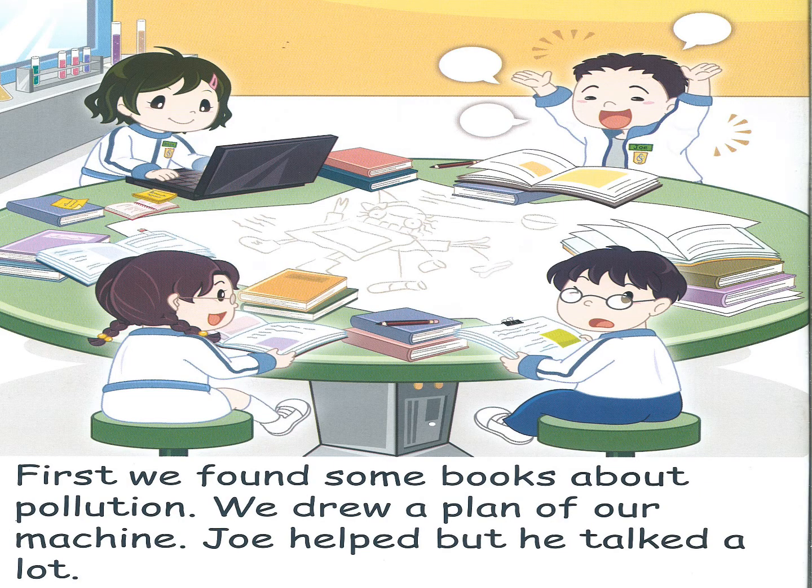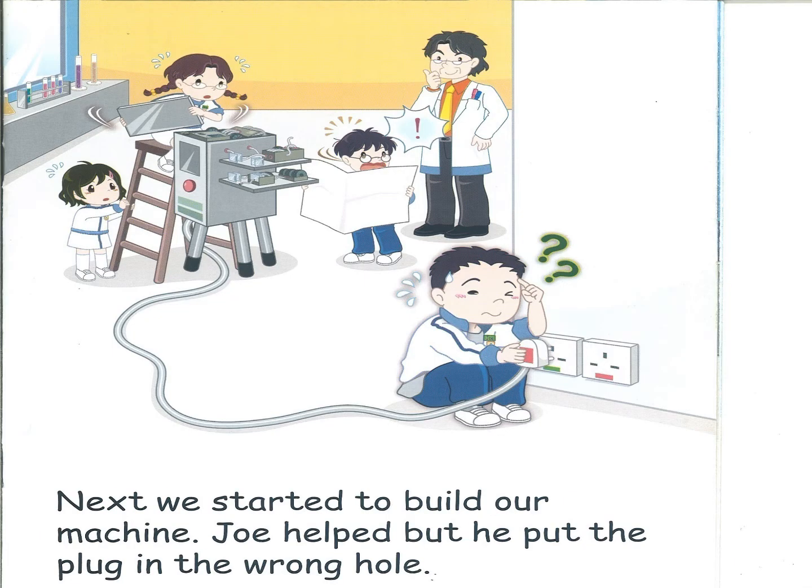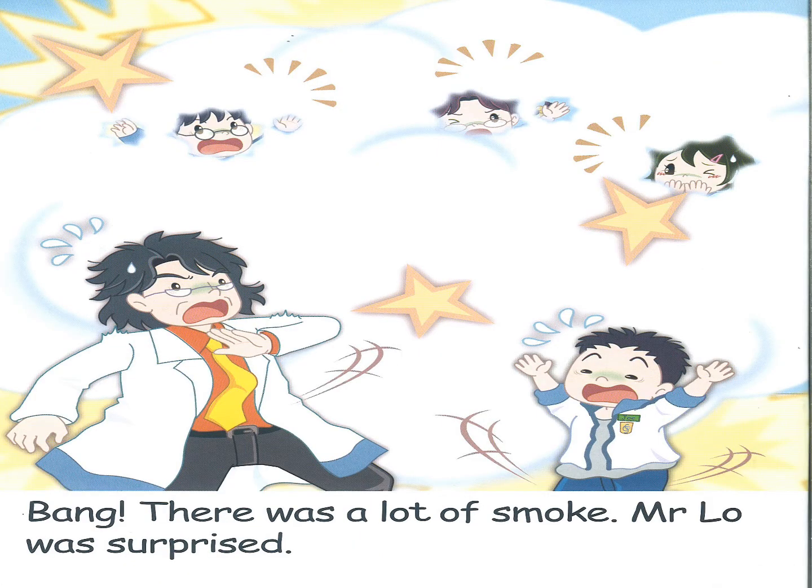First, we found some books about pollution. We drew a plan of our machine. Joe helped, but he talked a lot. Next, we started to build our machine. Joe helped, but he put the plug in the wrong hole. Surely the red plug must go in the red hole, not the green one. Bang! There was a lot of smoke. Mr. Lowe was surprised.